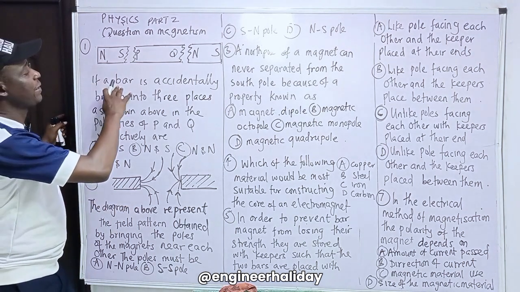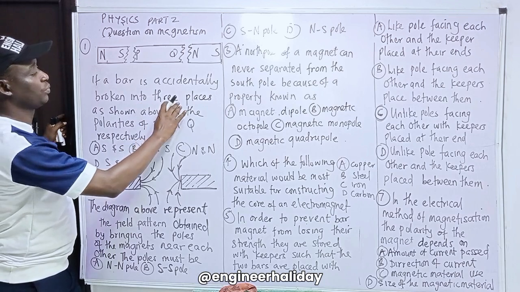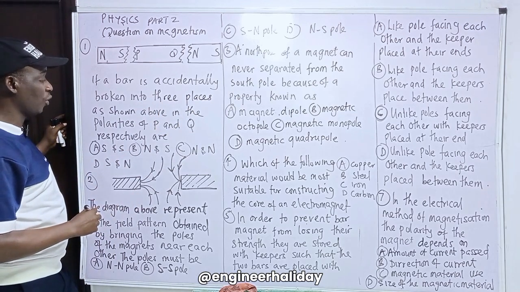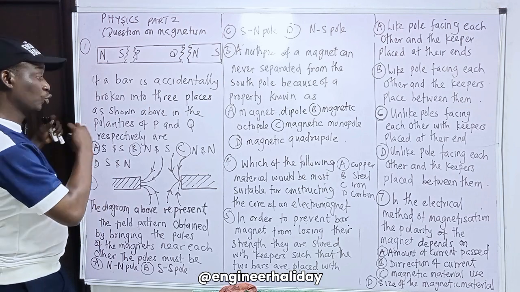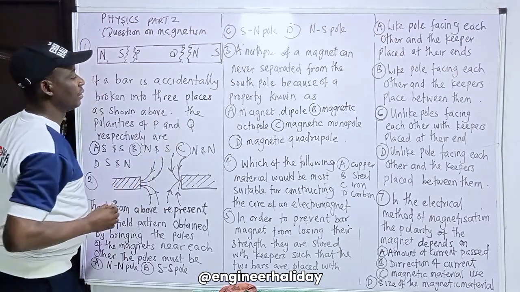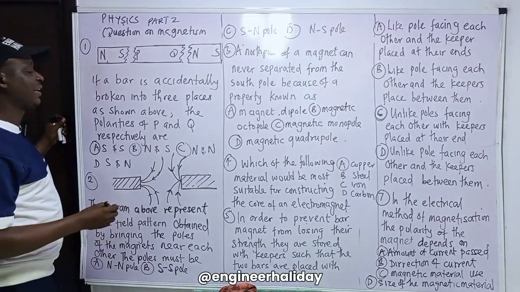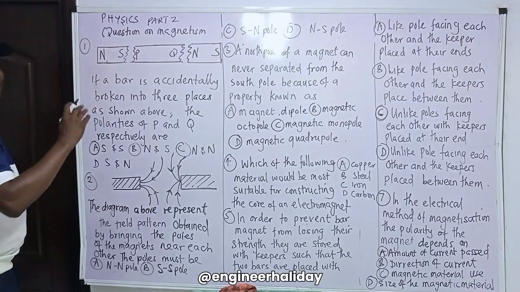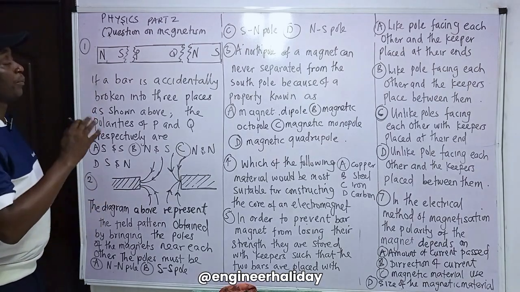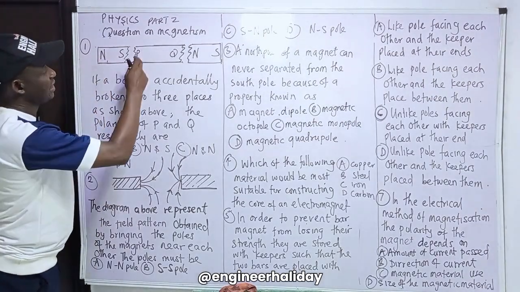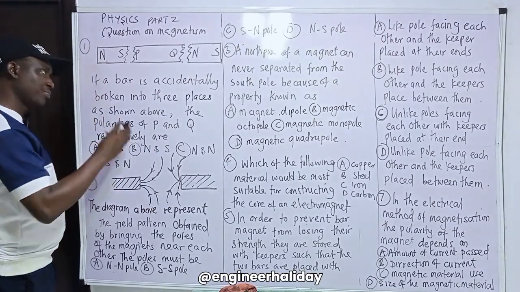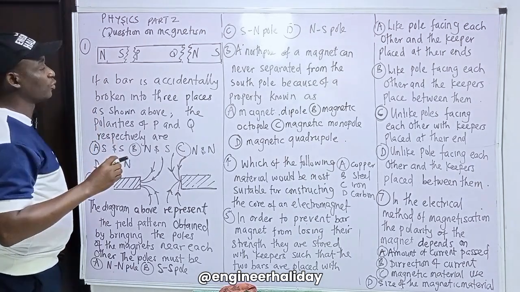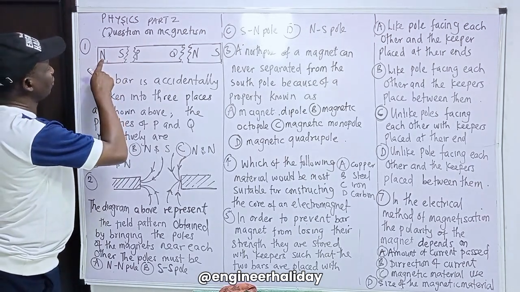Now the question says, if a bar magnet is accidentally broken into 3 places, as shown above, the polarity of P and Q respectively are? That means if you take a bar magnet and cut it into 3, what is the polarity of P and Q here? Now don't forget that as you break the magnet, the pieces retain their polarity, which is north and south. So this one will be north, south.